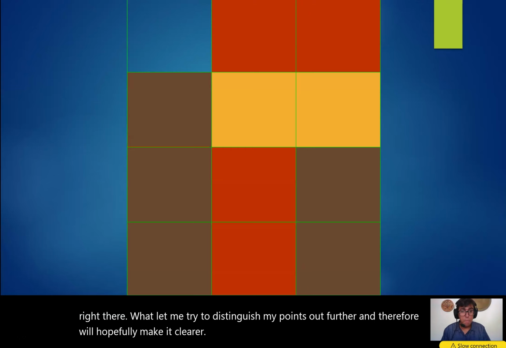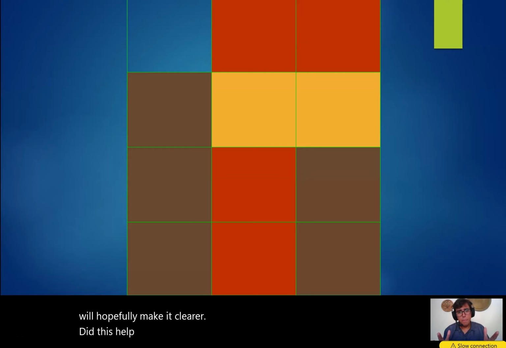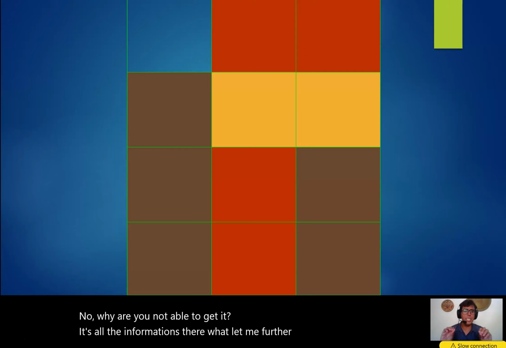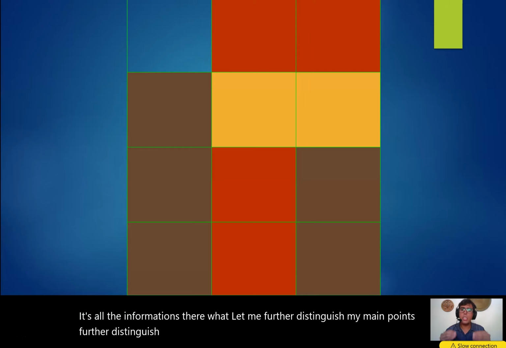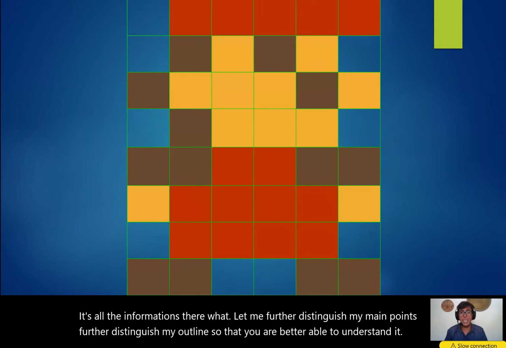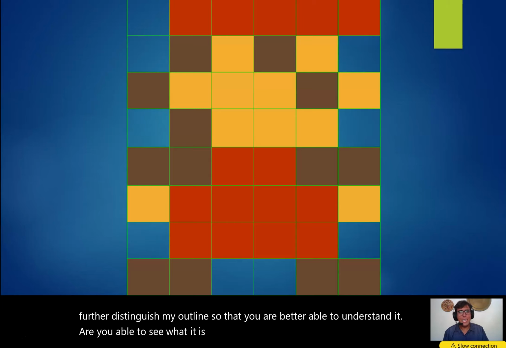Did this help? Yeah, I think so. But are you still able to get it? No. Why are you not able to get it? All the information's there. You know what? Let me further distinguish my main points, further distinguish my outline so that you are better able to understand it. Are you able to see what it is now? Yes, indeed.